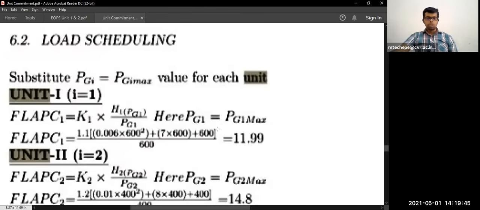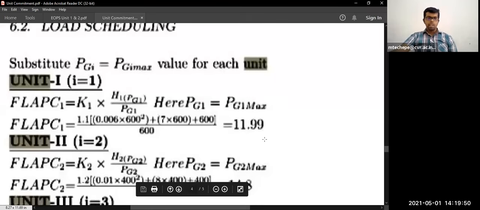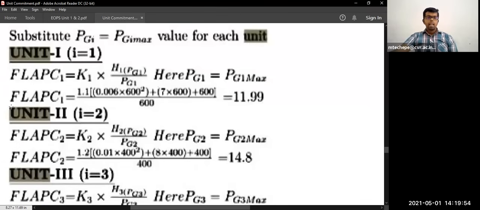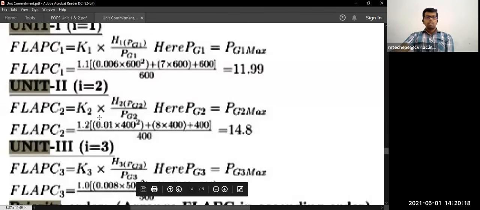So 600 while substituting, you will get the value as 11.98. Full load average production cost is 11.98. Next for unit number 2, that is i is equal to 2. FLAPC2 is equal to K2 into H2 of PG2 divided by PG2. So by substituting PG2 as PG2 maximum, that is given as 400 megawatt. So 400 megawatt we have to substitute here.